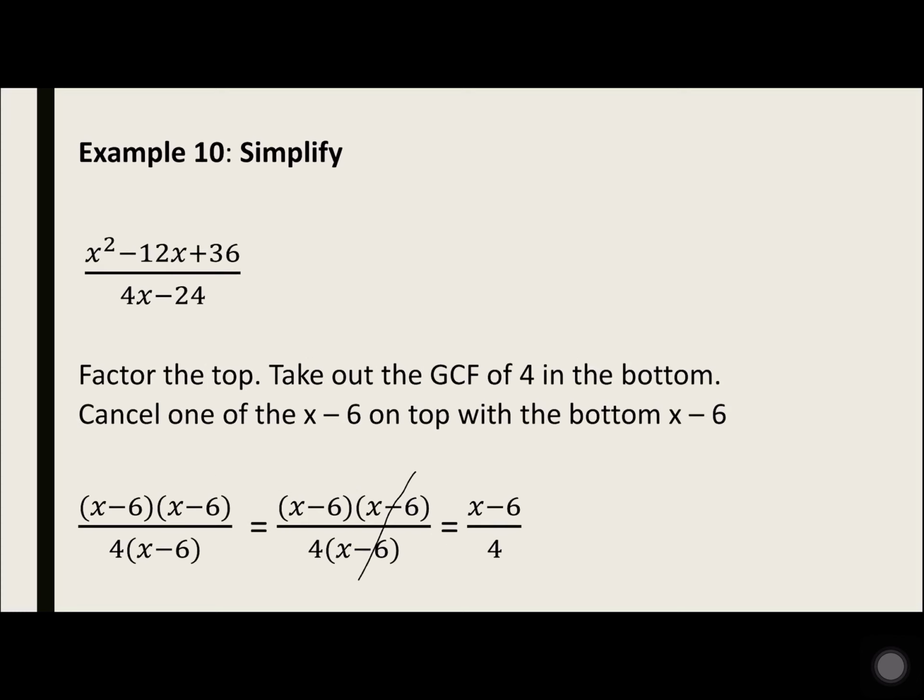Example 10, simplify. X squared minus 12x plus 36 over 4x minus 24. X squared minus 12x plus 36 factors into x minus 6 times x minus 6. 4x minus 24. These have a 4 in common, so take out the common factor of 4. Divide out the x minus 6 on top with the bottom, and you're left with x minus 6 divided by 4.